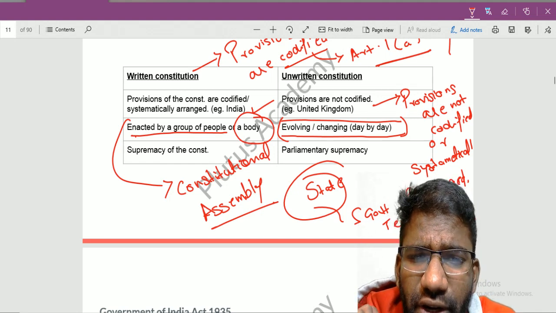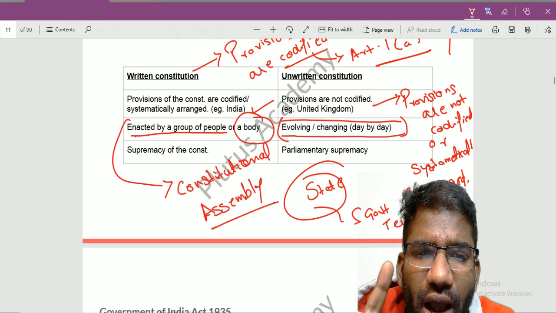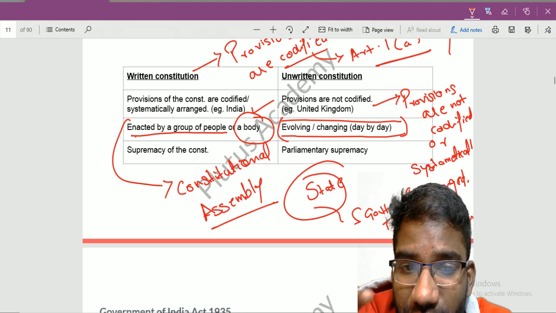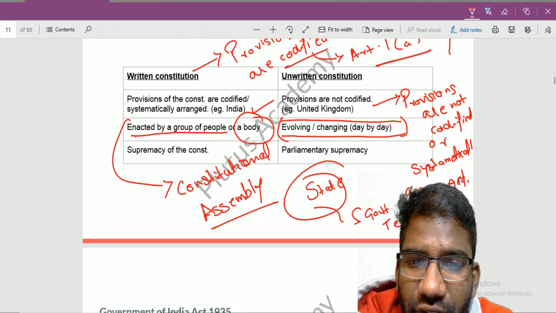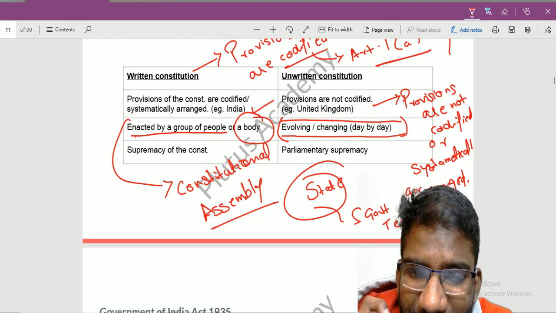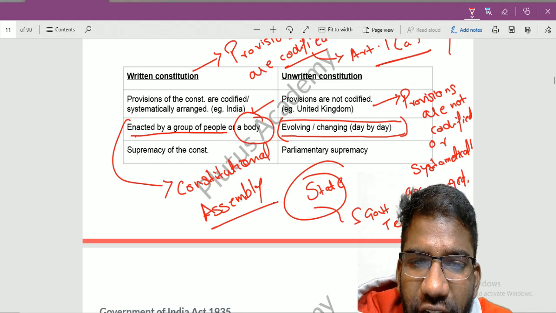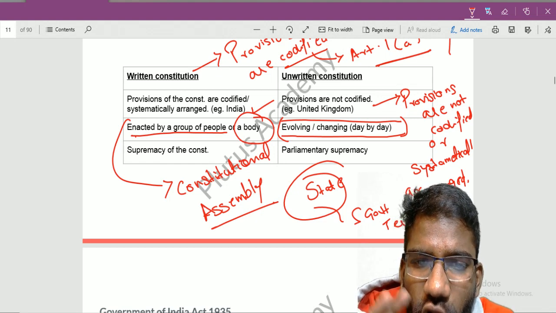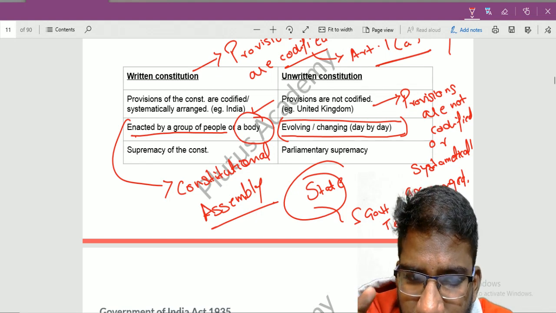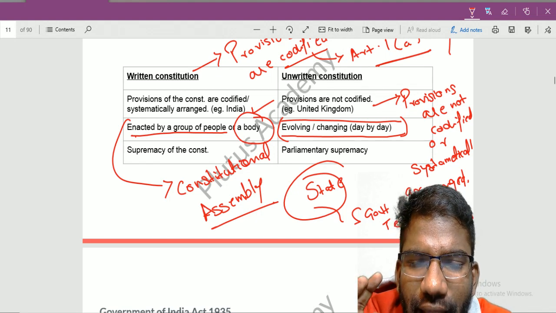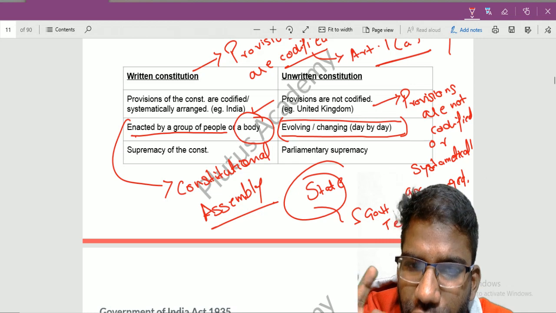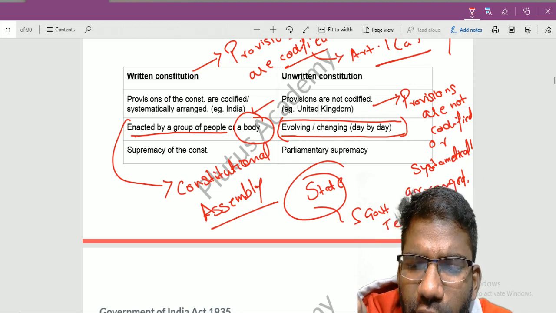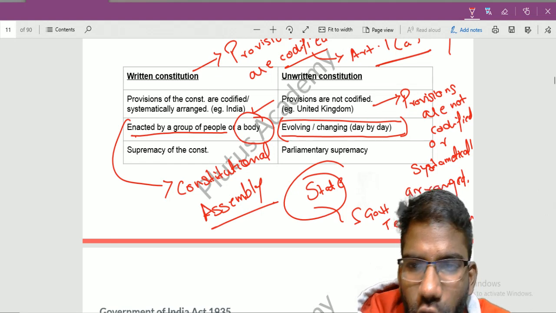In case of an unwritten constitution, it will have parliamentary supremacy. That means the parliament of that country can frame any laws or provisions and easily add them into the constitution anytime. I hope this is clear.